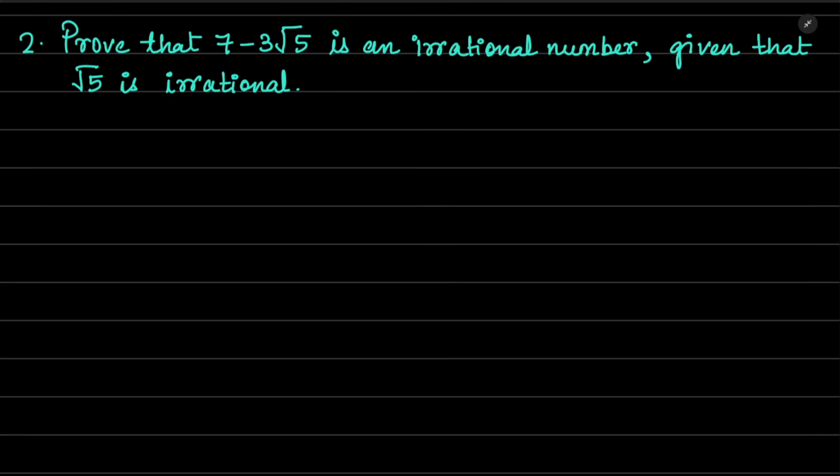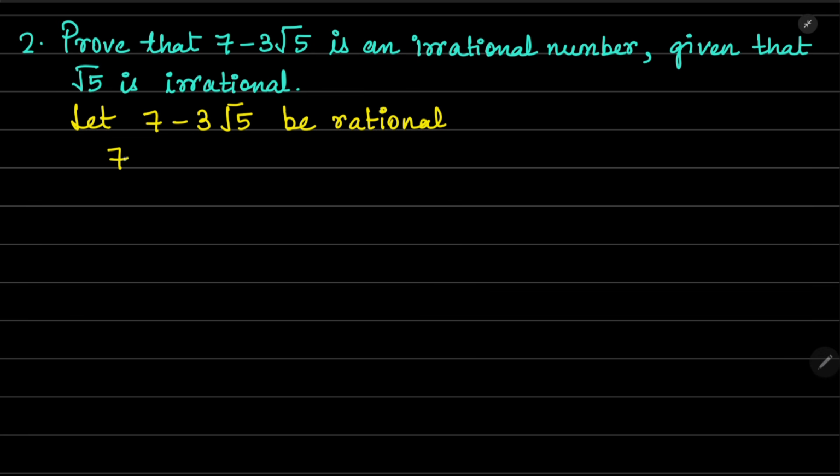Meanwhile, for those who do not know how to solve or for those who have not been taught how to solve, let me do it for you. Whenever you have to prove something is irrational, you have to use a contradiction method. So here we will assume something contrary to what is asked. You have to prove that 7 minus 3 root 5 is irrational. So we will assume that it is rational first. So let us assume that 7 minus 3 root 5 is rational. That's your first step.